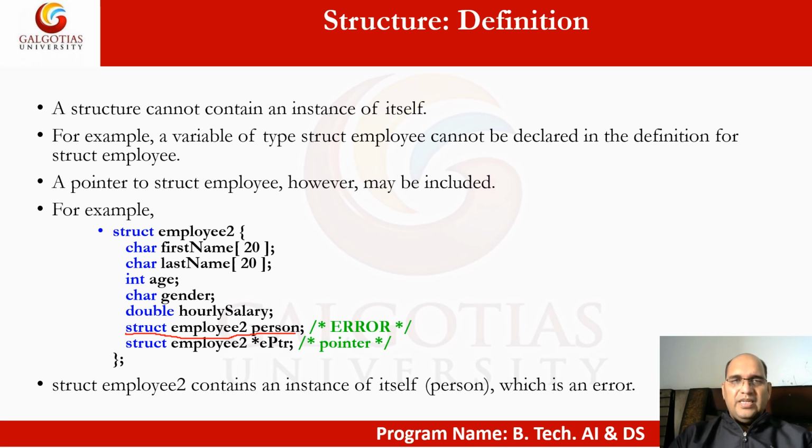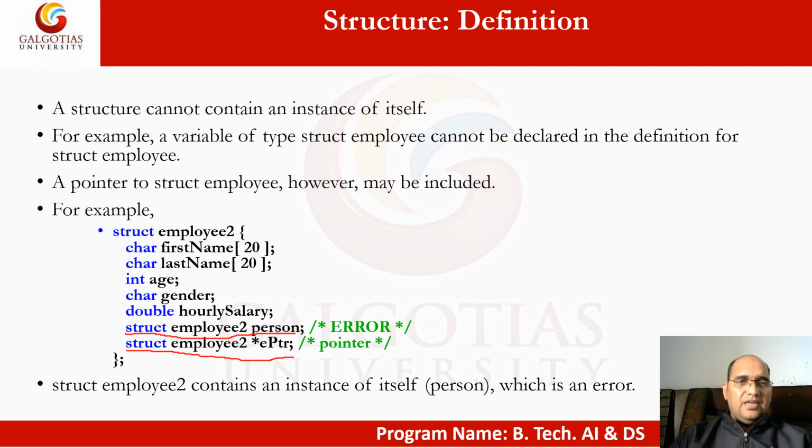But if you do this inside the same structure, it will give an error. What we can do is have a pointer of type struct employee 2. It means there is a member inside struct employee 2 which can store the address of a similar kind of structure. This is used when you use a linked list, a queue, or a tree; this kind of declaration is required there. So you just have to understand that this instance is not allowed, right? But a pointer variable is allowed.